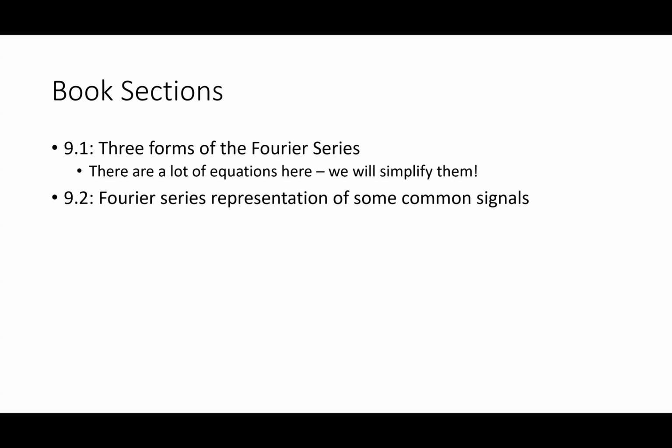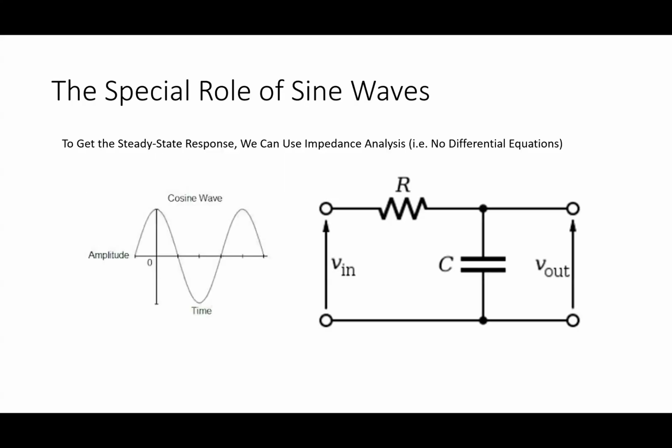Then 9.2 talks about some common signals. Common signals would be things we see a lot, so it's going to be sinusoidal signals, square waves, sawtooth waves, things that happen pretty commonly in electronic systems. All right, so we give sine waves a special treatment in circuits.